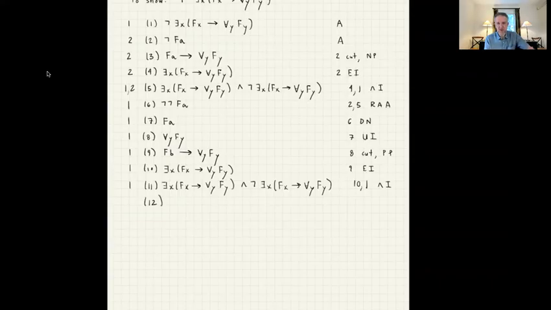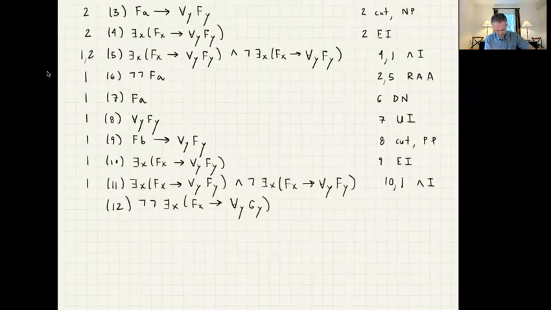Line 1 leads to this contradiction, which is namely line 1 and its own negation, or in this case, the absence of a negation on it. So finally, on line 12, I get not exists x, Fx arrow for all y, Fy. Okay, so that's 1, 11, reductio ad absurdum.